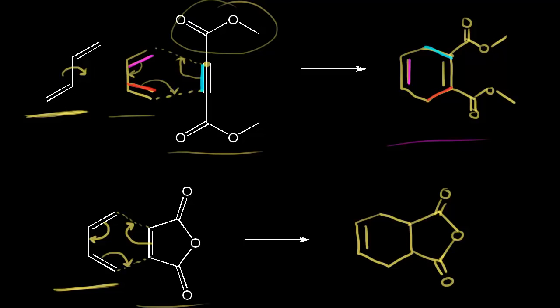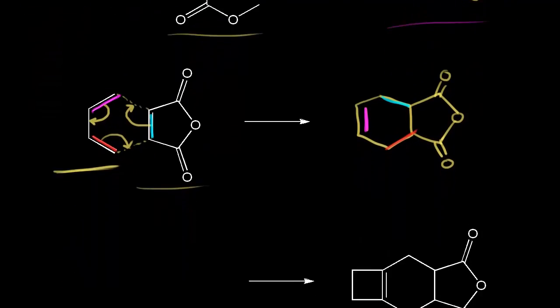Following our electrons as usual, electrons in red moved into here. Our pi electrons in blue moved into here, and our electrons in magenta moved over to here. So 6 pi electrons moving at the same time. What if you were given the product and asked to come up with the necessary diene and dienophile? So let's do a problem like that.